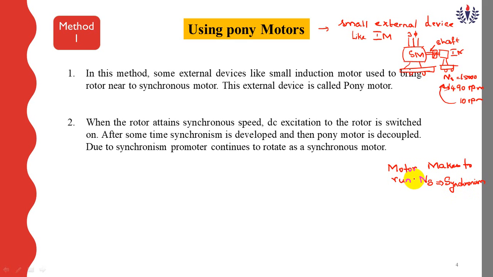Once synchronism is developed, the Pony motor should be removed. We have to remove this Pony motor. Understood or not? Pony motor is a concept used to connect with your synchronous motor to make the motor run at synchronous speed. Once the motor starts running at synchronous speed, immediately we have to remove or decouple the Pony motor from your synchronous motor. That is my first method.